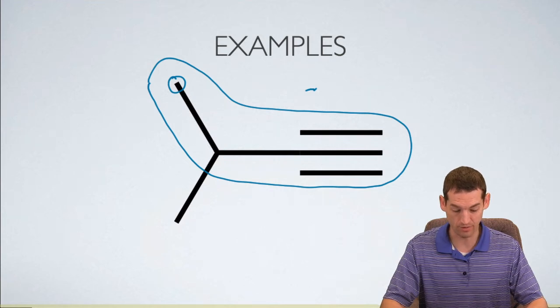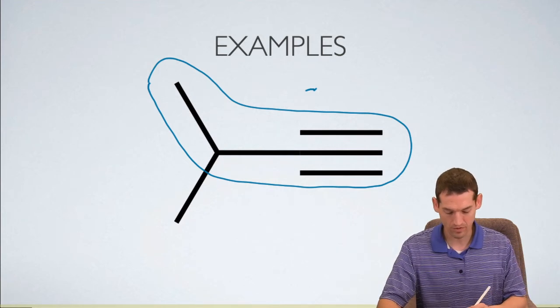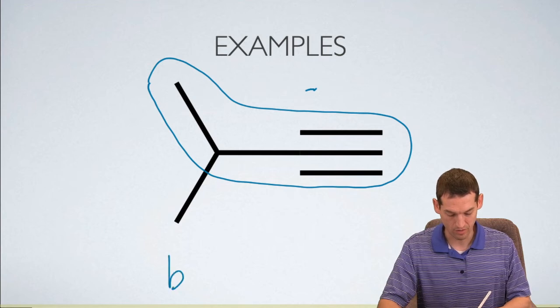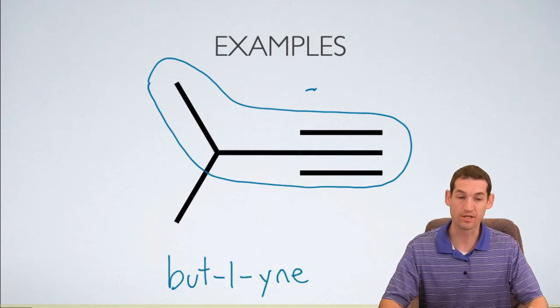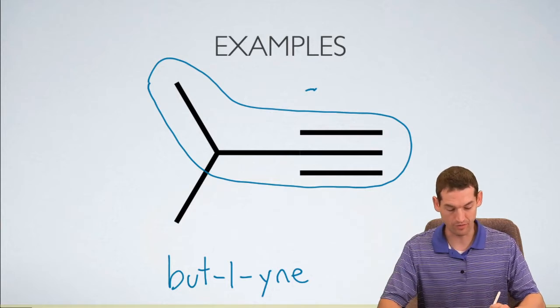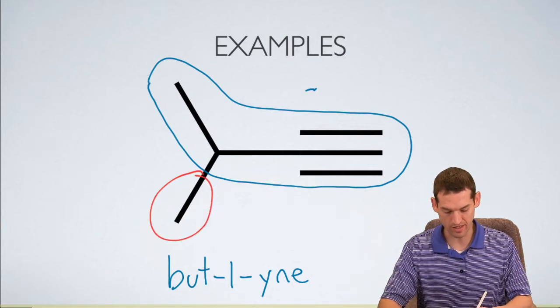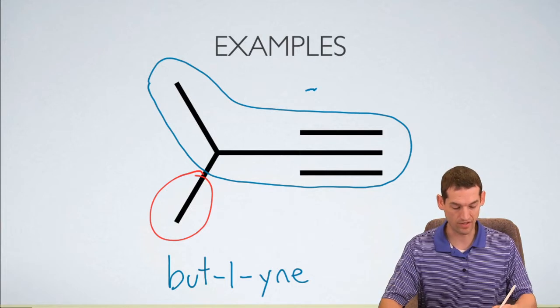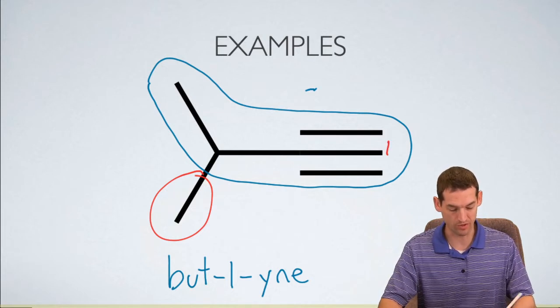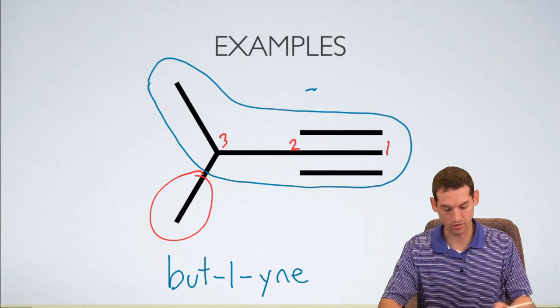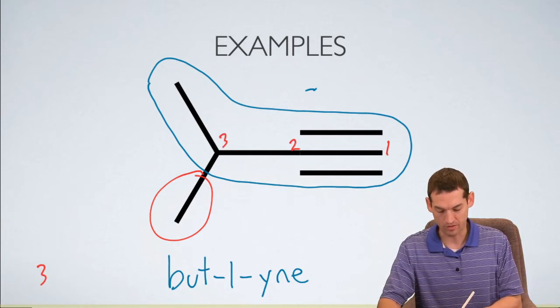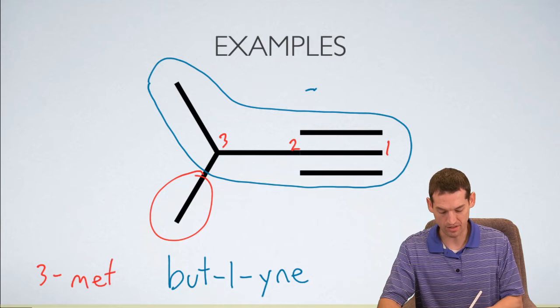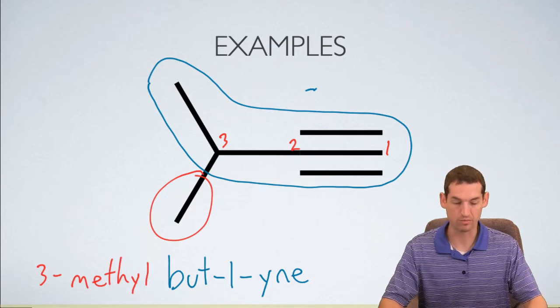So this is a 4-carbon parent. So I have a but-1-yne as my parent, and then for my branch I have a 1-carbon branch, which is a methyl again. And in this case, remember that my functional group is most important. So this is 1, 2, 3. So this will be a 3-methylbut-1-yne.